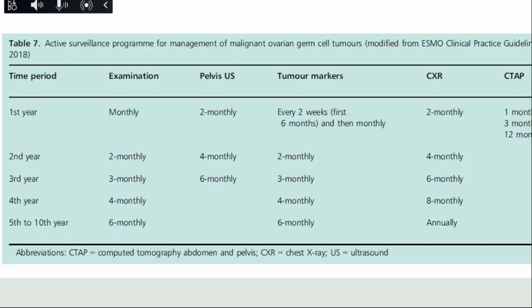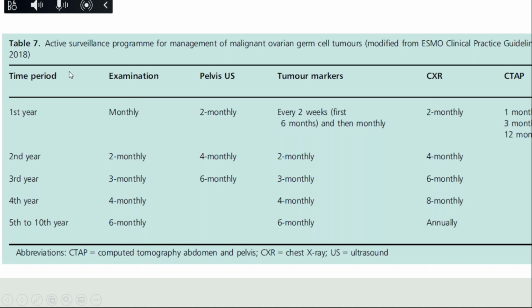As I was mentioning, in each of the treatment charts there is active surveillance. What is this active surveillance? In patients where we are not sure about the staging, and we have not found any positive finding of the tumor markers, we have to go for active surveillance. So in active surveillance, we have to examine the patient, do the pelvic ultrasound, tumor markers, chest X-ray, and CT abdomen and pelvis.